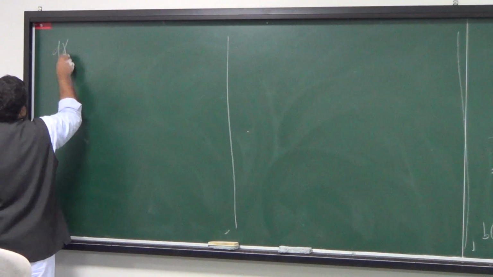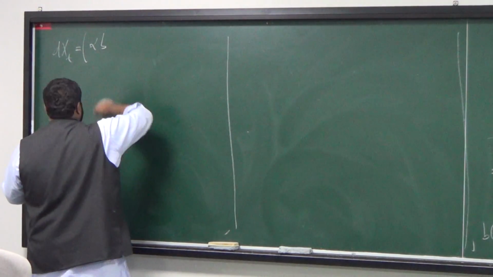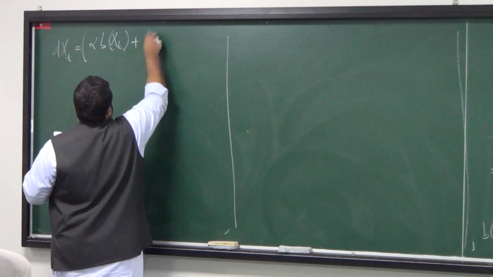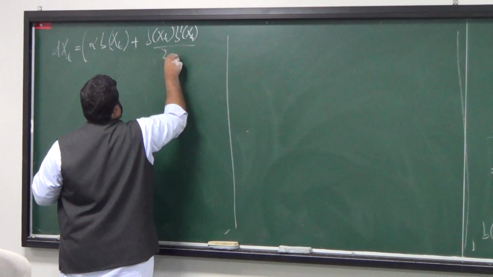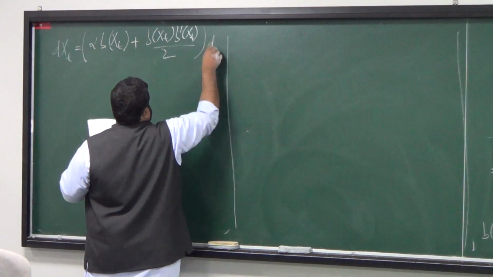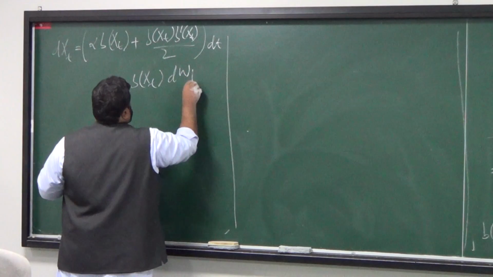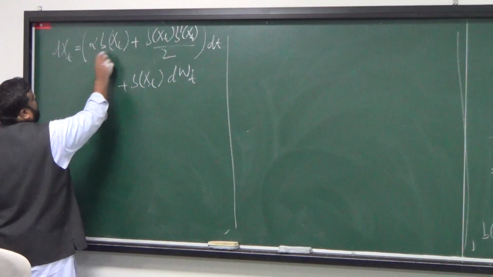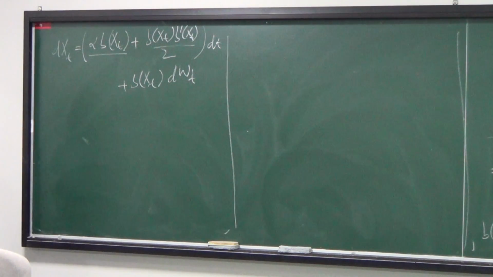So imagine you have this SDE that goes like this: dX_t equals alpha b of X_t plus half b of X_t b prime of X_t dt plus b of X_t dW. So this is also a nonlinear SDE with multiplicative noise. And what is the difference between the previous case and this case is that now in the drift term you are adding some constant times b of X_t.